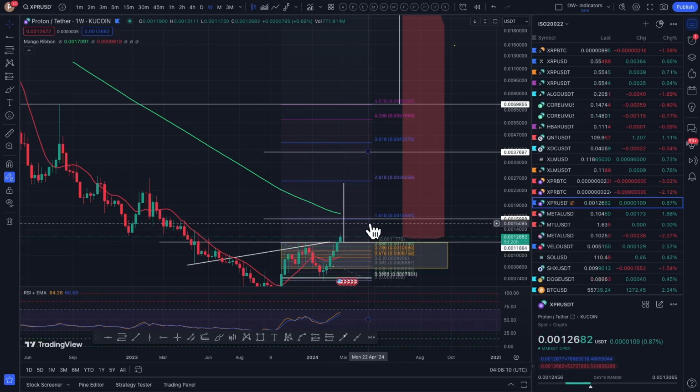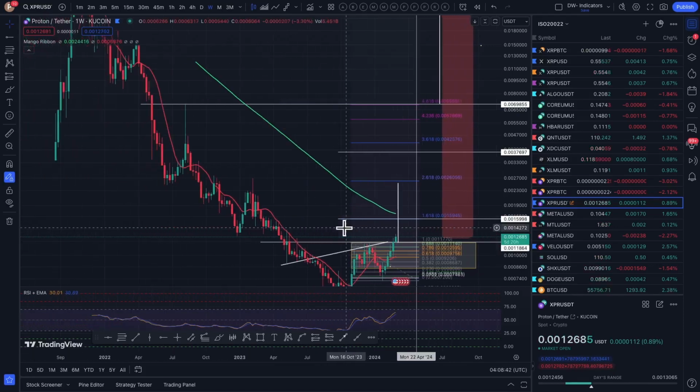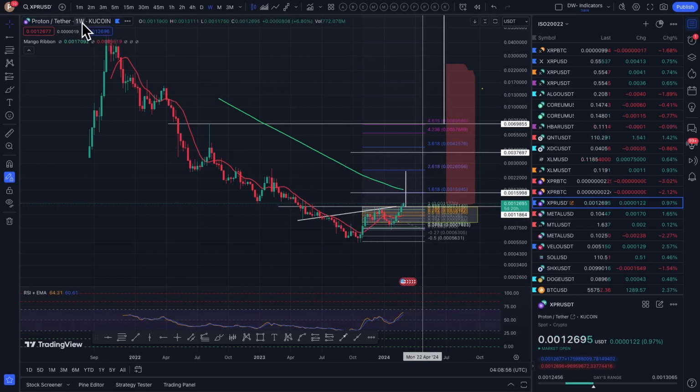Where is our target? First target is the 1.618, which is at 0.0015945. The next target is at or just under the 2.618 fib, which is a measured move that we've taken from here. Looking good. I'm on the weekly, and what I've seen here is this is going to take a while to play out, but it's a target.